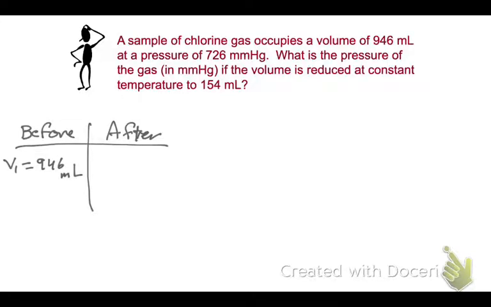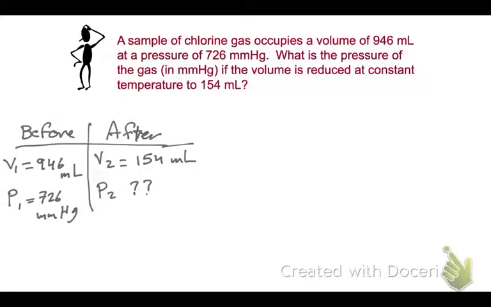I also have an initial pressure, which is P1 equals 726 millimeter mercury. What I have after is V2, which equals 154 milliliter. And what we are trying to find out is P2. Okay, so this is here.